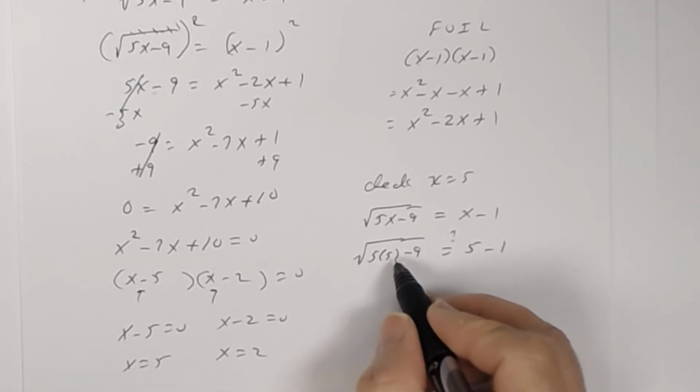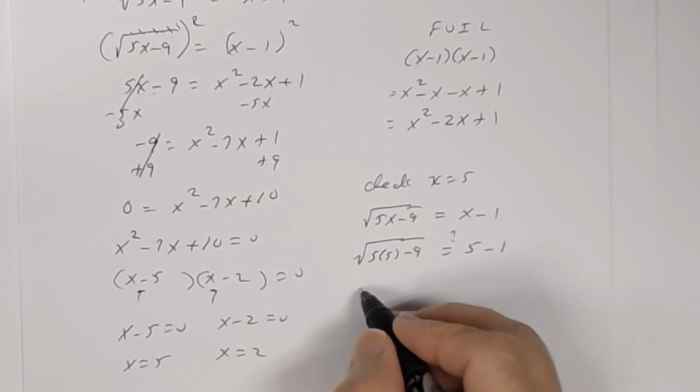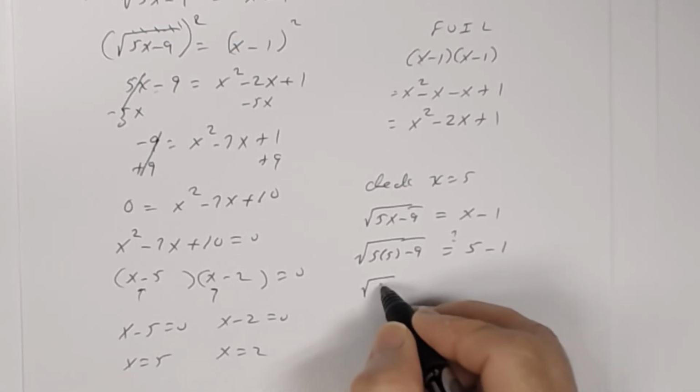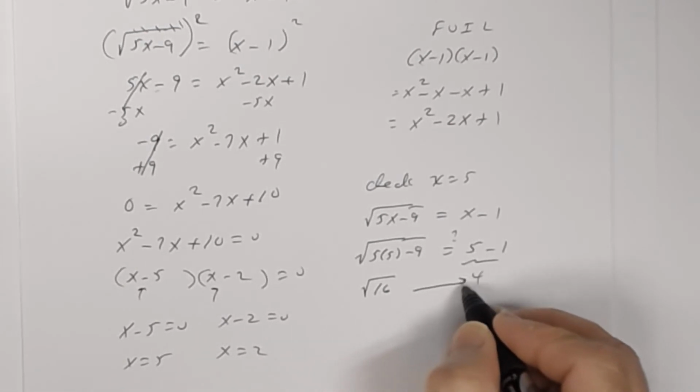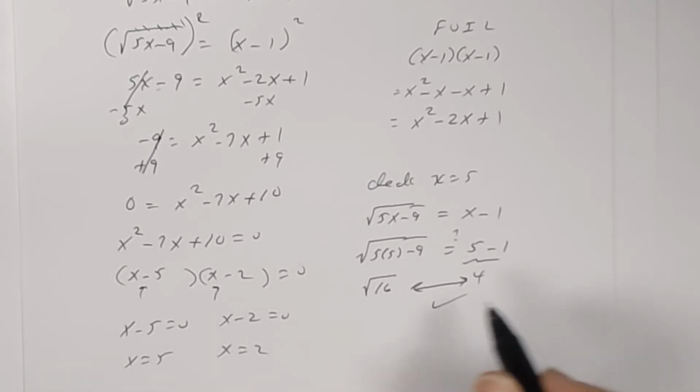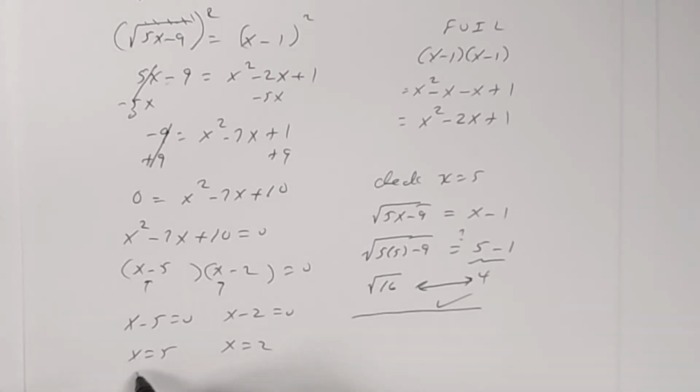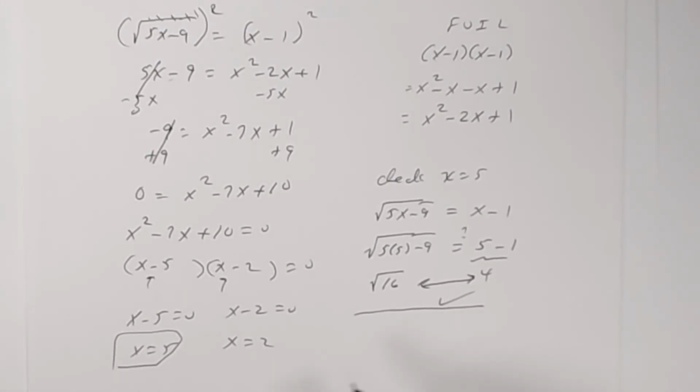Well, 5 times 5 is 25, and then 25 minus 9 is 16. So that's the square root of 16. And over here, that's 4. And the question is, is the square root of 16 the same thing as 4? Yes, it is. So that implies that 5 is going to be a solution. So let's look at the next one.